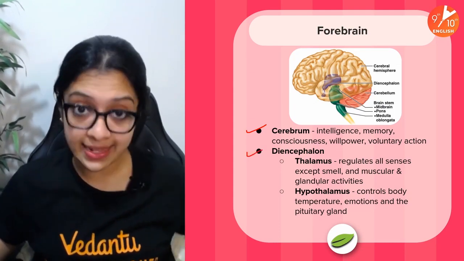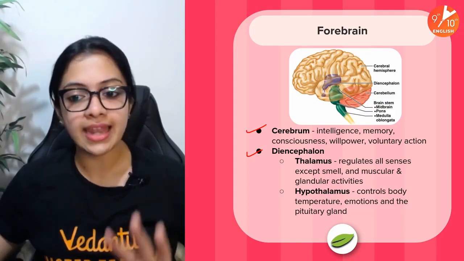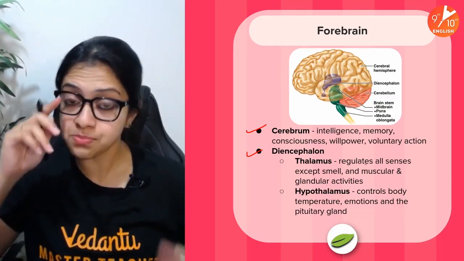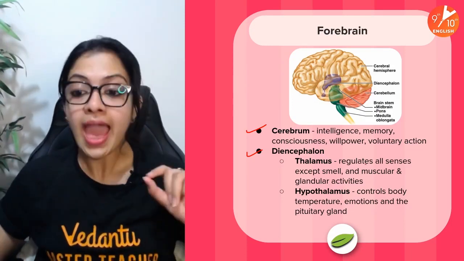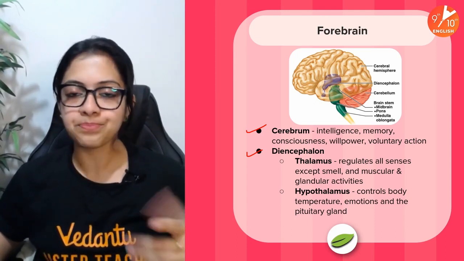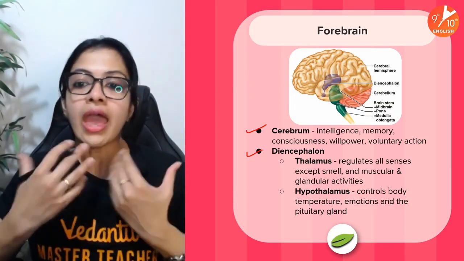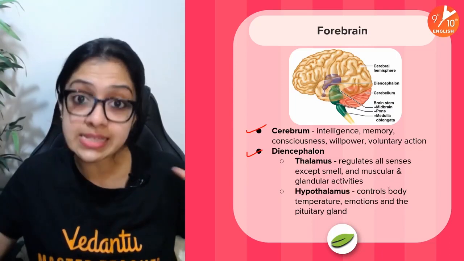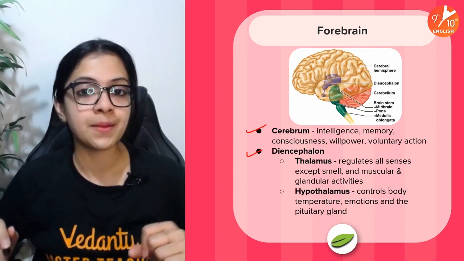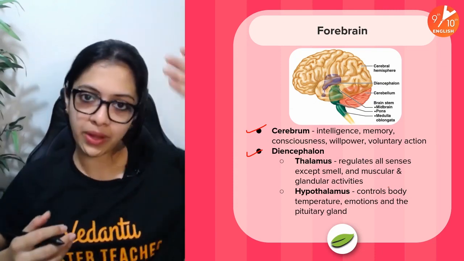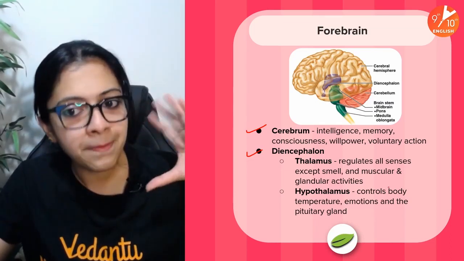And then comes the diencephalon, categorized as the thalamus and the hypothalamus. Thalamus regulates all your senses except smell, probably, and also your muscular and glandular activities. And the hypothalamus is also part of the endocrine system. But apart from that, it also controls your body's temperature and also takes charge of your body's emotions. So this is what mainly is comprising the forebrain, the front part of your brain. And you can say that this is like the major part of your brain.